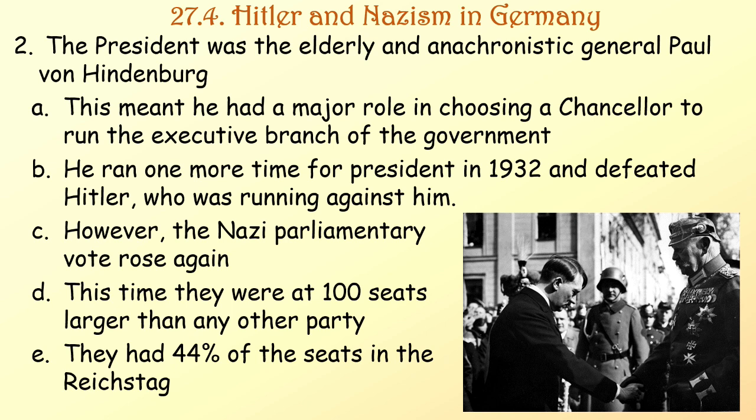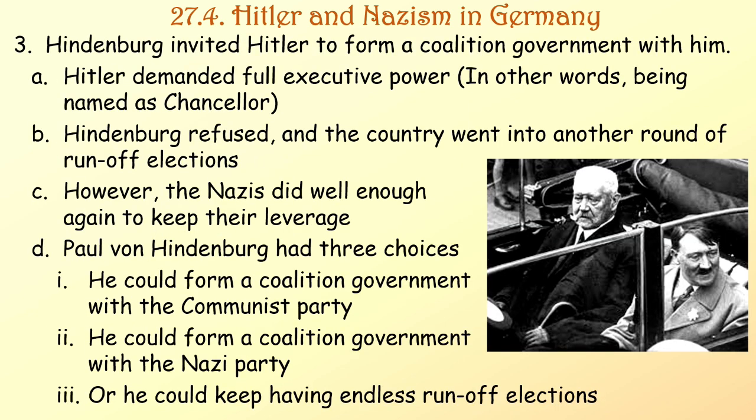He ran one more time for president in 1932 and defeated Hitler, who was running against him. However, the Nazi parliamentary vote rose again. This time, they were at 100 seats larger than any other party. They had 44% of the seats in the Reichstag. Hindenburg invited Hitler to form a coalition government with him. Hitler demanded full executive power, in other words, being named as chancellor. Hindenburg refused, and the country went into another round of runoff elections.